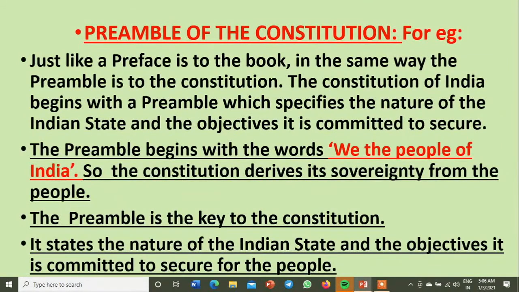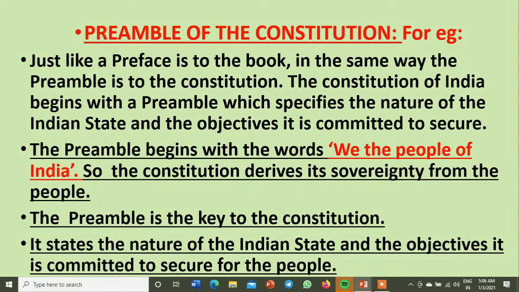Now the next feature is the Preamble of the Constitution. Students, just like a preface is to a book, in the same way the preamble is to the Constitution. Students, when you open any book, from the first page, you don't find the first chapter. The first page is always of the preface, where the purpose of the book is written. In the same way, our constitution is a book and it begins with the preamble.